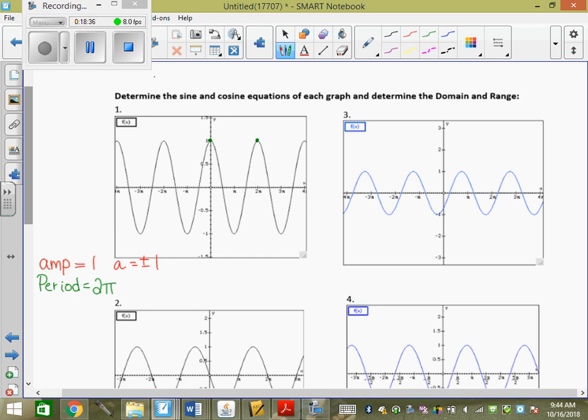What can I get from my equation from the period? Remember, I have variables a, b, c, and d. We agree? What does the period give me? What one of the variables?